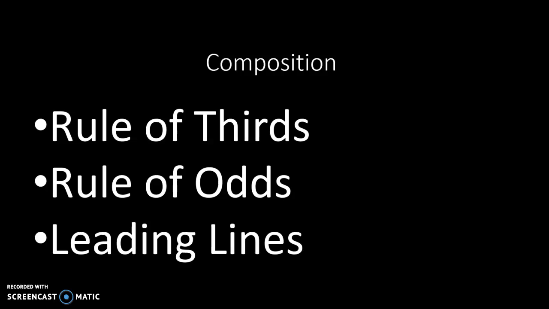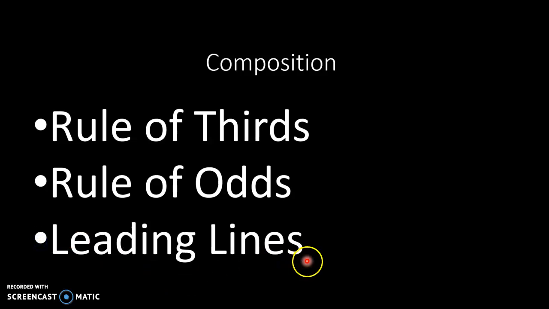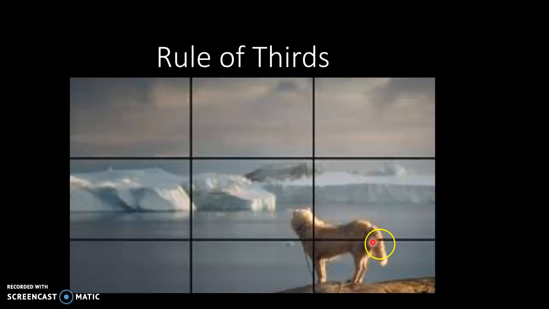Okay, so today I'm going to be going over compositional elements, and you should be using these in your compositions for surrealism. The three compositional elements are rule of thirds, rule of odds, and rule of lines, leading lines. With rule of thirds, the idea is that you basically make a tic-tac-toe board, and then wherever the lines cross is where you would put a focal point. So obviously the dog is the focal point down here.